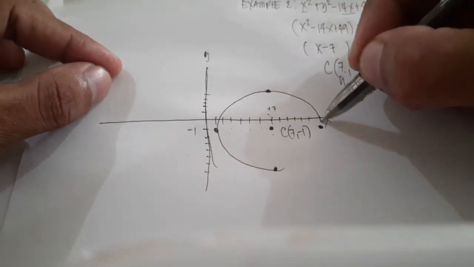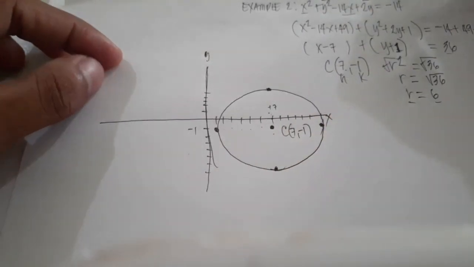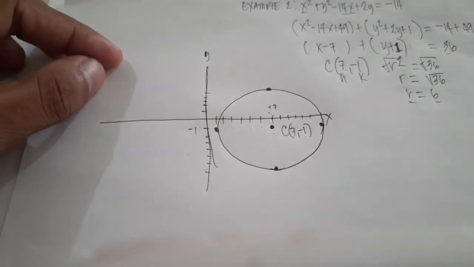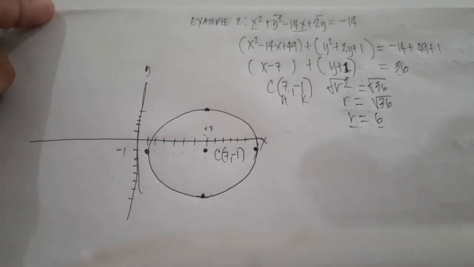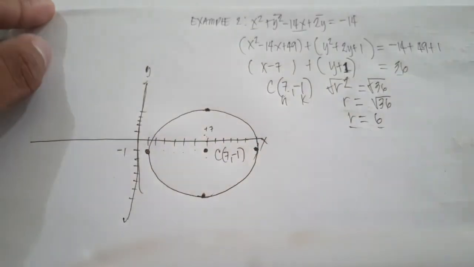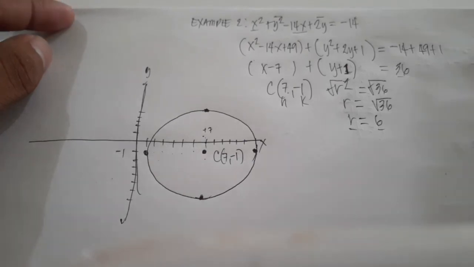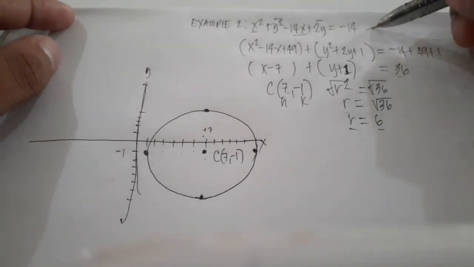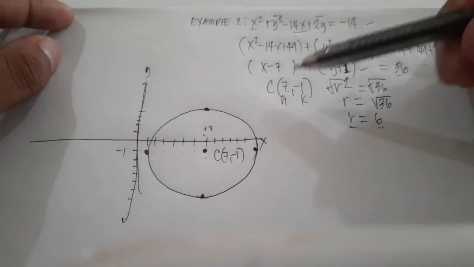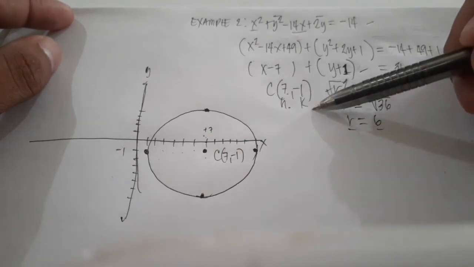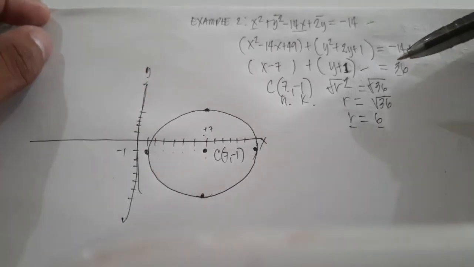So this is just a sketch. It looks more like a circle than our first example. So this is now the sketch of our circle. The circle is x squared plus y squared minus 14x plus 2y equals negative 14, from general form to standard form. So once we have the standard form, we already have our h and k, and we also have our radius, so that we can get the sketch of our graph.